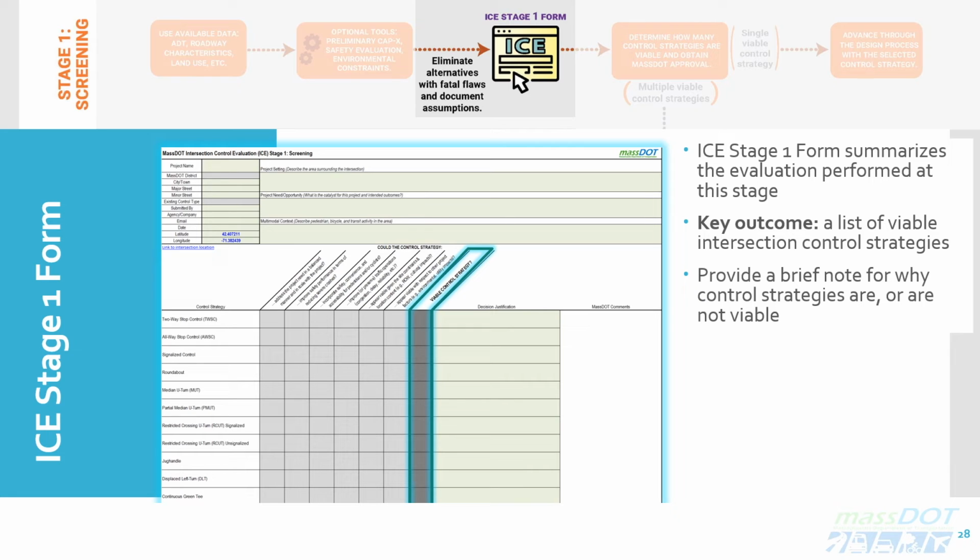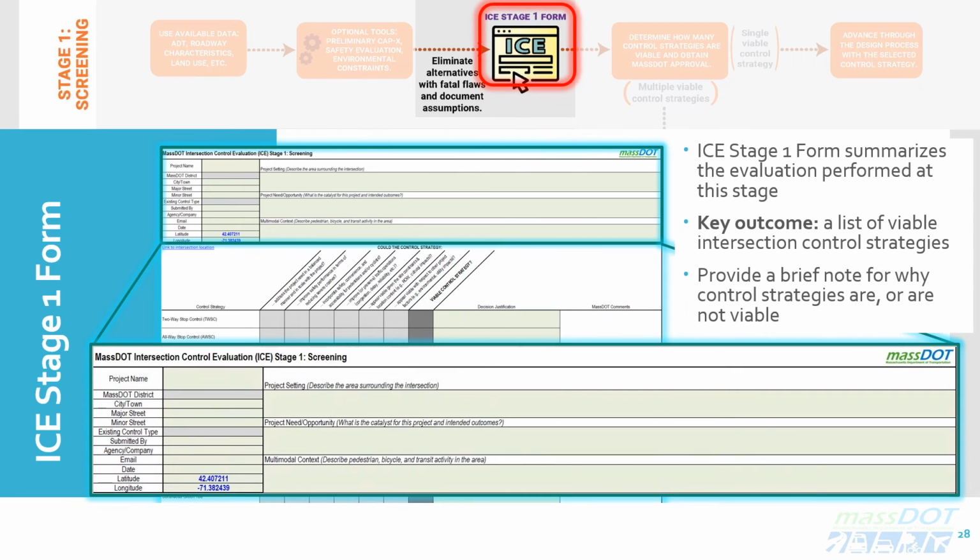The key outcome is a list of viable intersection control strategies as highlighted with the colored box in the form. Please note that the project proponent should add a brief note to explain why some control strategies are or are not viable in the cells to the right. The justification box should not be used to reiterate information already provided on the form.